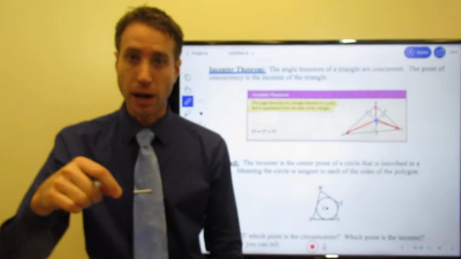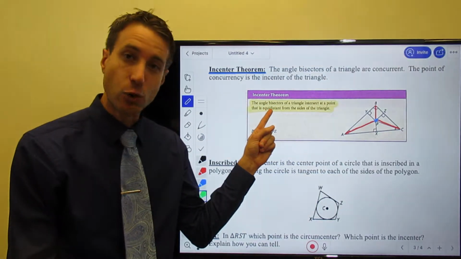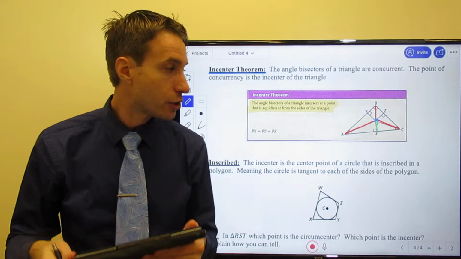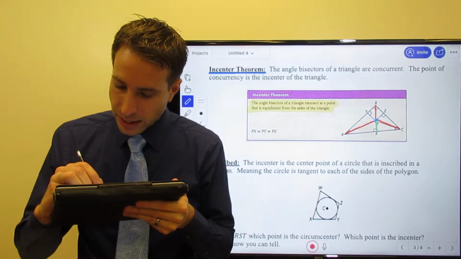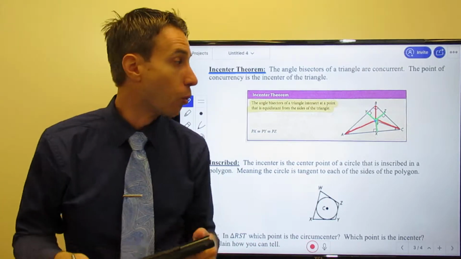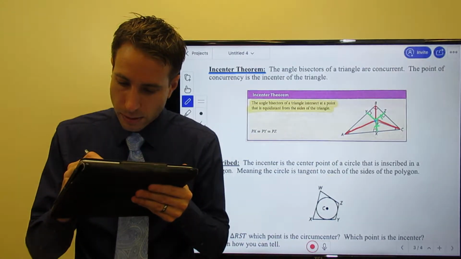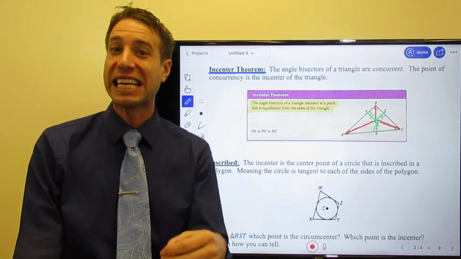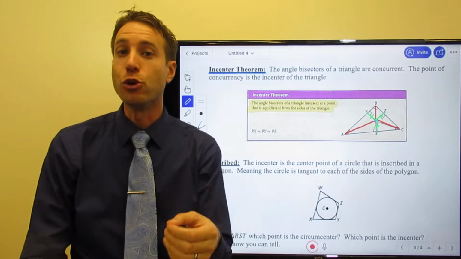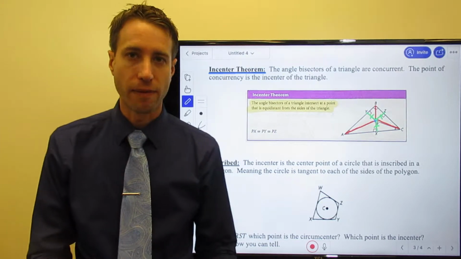Now, what's important about the in-center is this: the in-center will be equidistant from the sides of the triangle. That means the distance from the in-center to point X, the distance from the in-center to point Z, and the distance from the in-center to point Y, all of those green lines, are congruent. They're all equal to each other. That is our in-center theorem. The theorem says that as long as you find the in-center, you are at a point that is the same distance from all of the sides of a triangle.